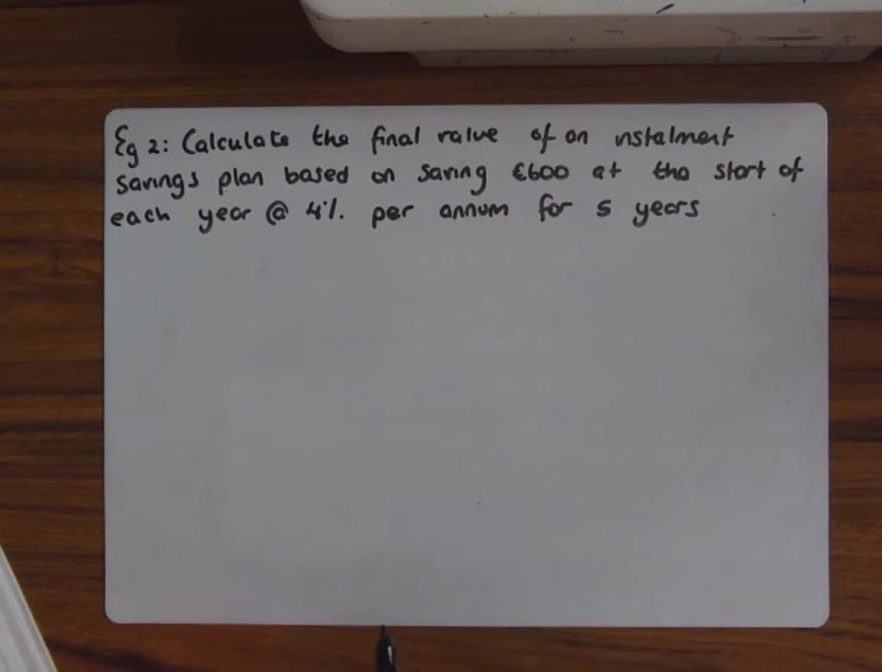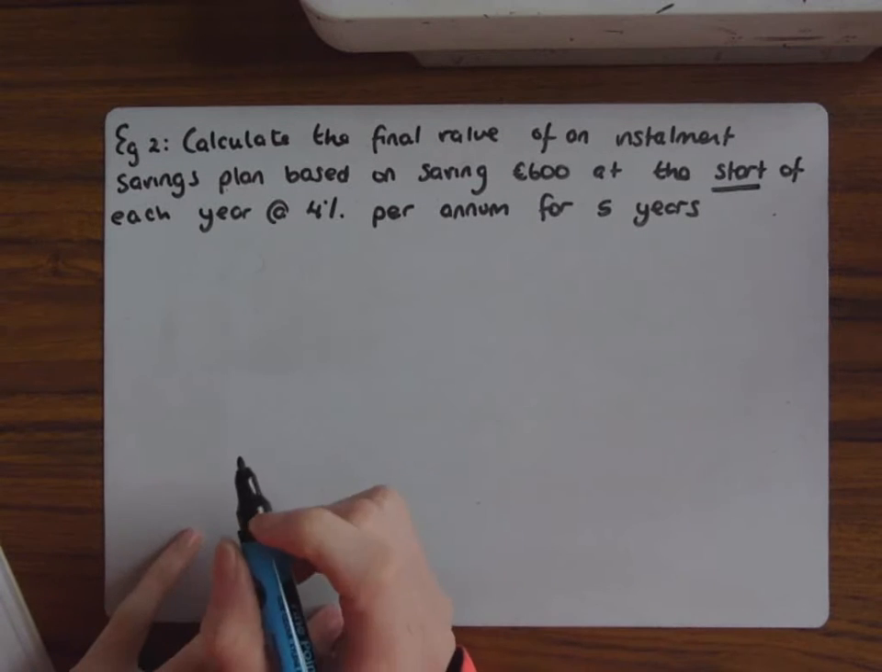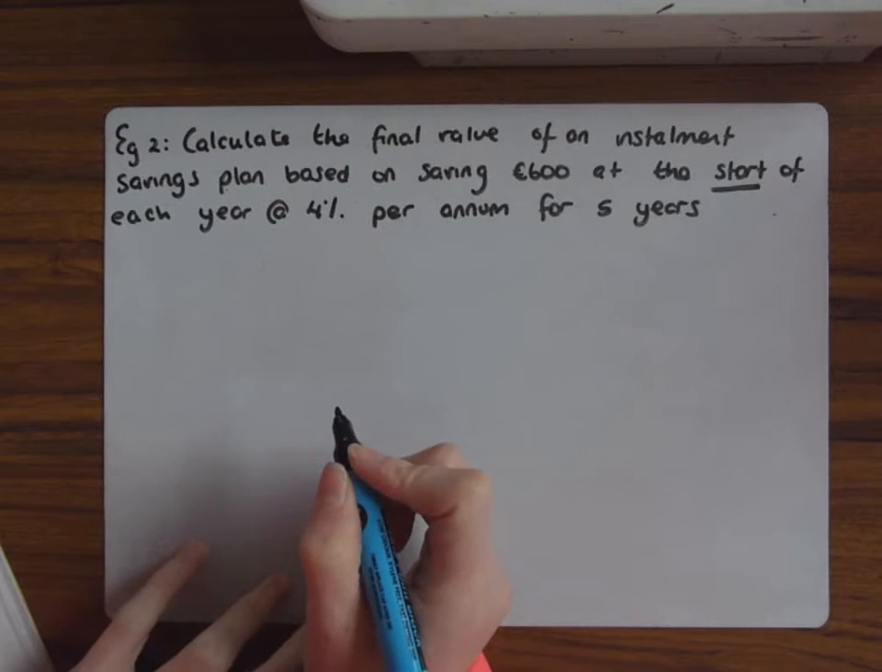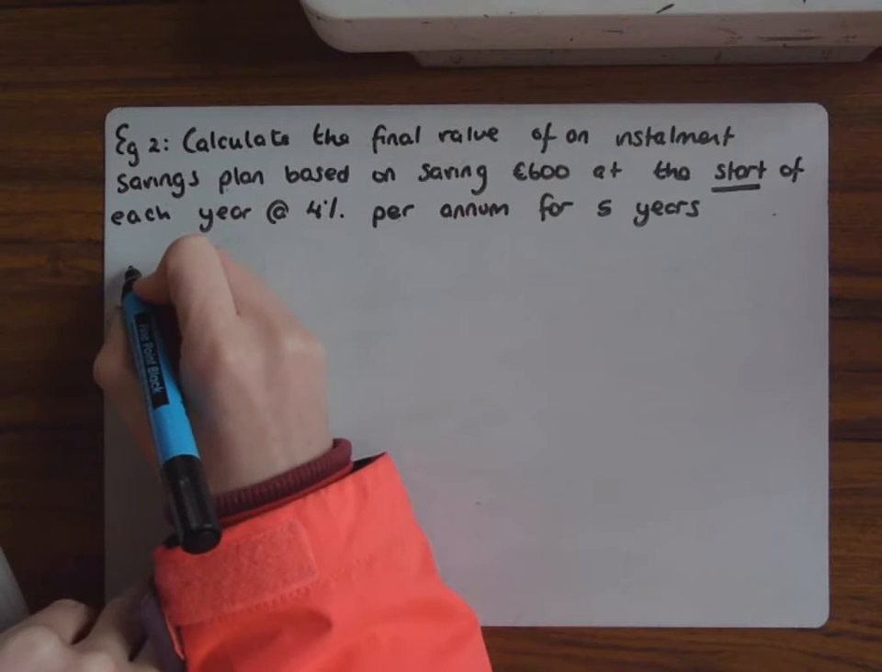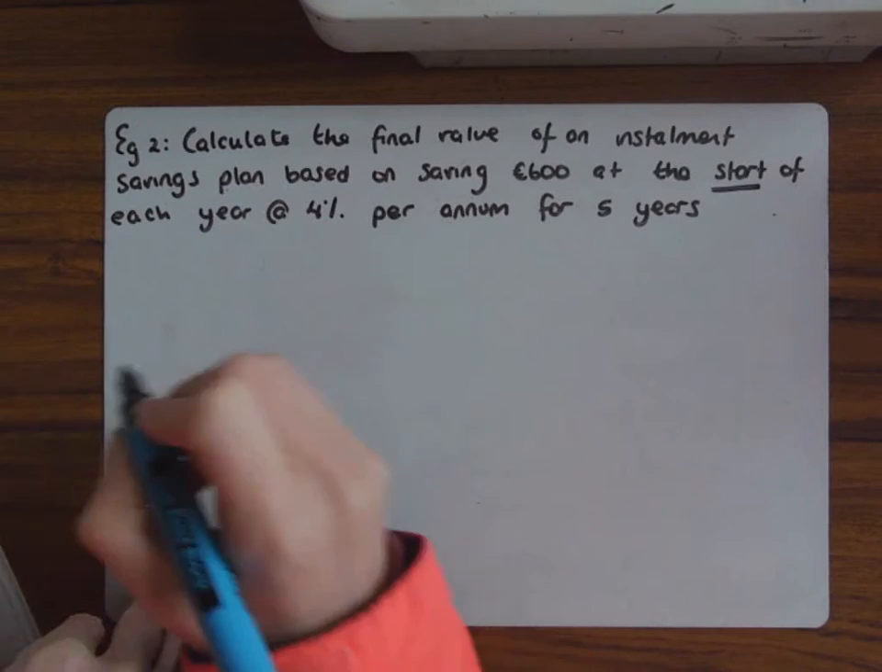Okay, example 2 here. Calculate the final value of an investment savings plan based on saving 600 at the start of each year at 4% per annum for 5 years. At the minute, this has nothing to do with pensions or present value. There's more to this question, but what they're asking is, and this is the important word, calculate the final value of an investment savings plan. So we're saving 600 at the start of each year at 4% per year, and I want to know the final amount of that savings plan.